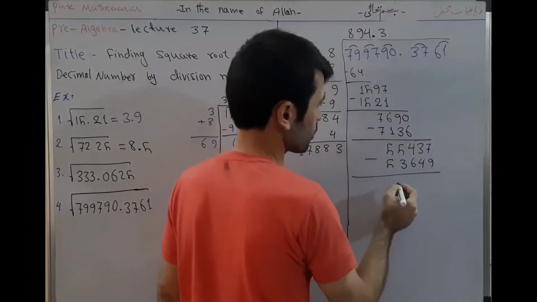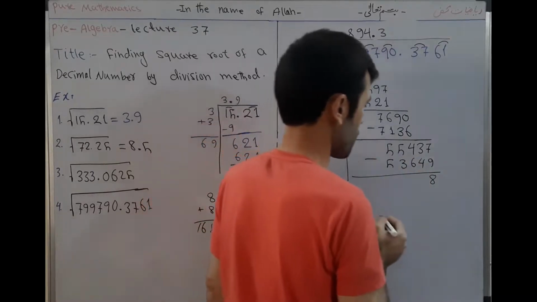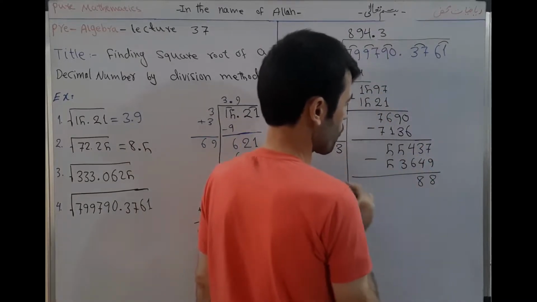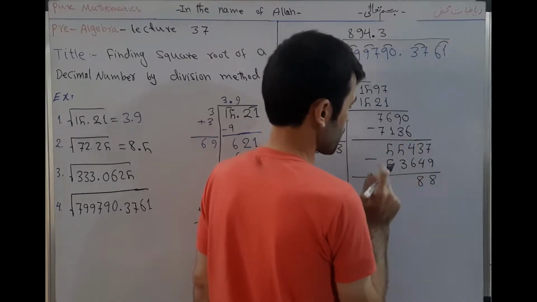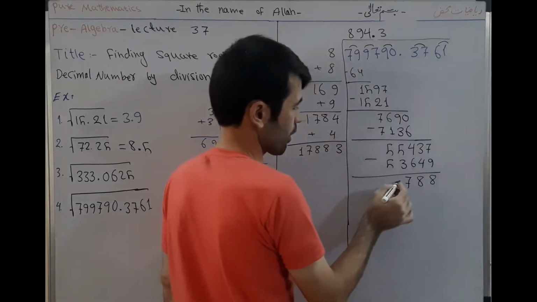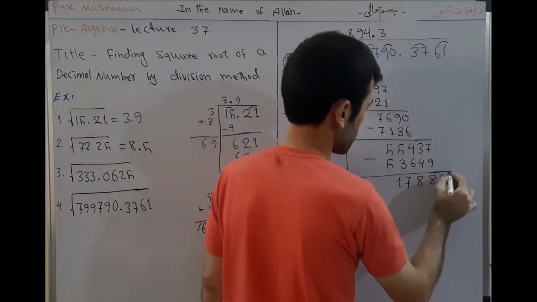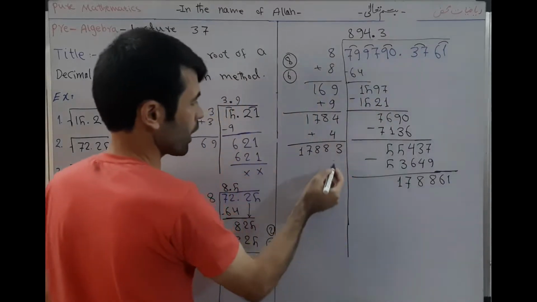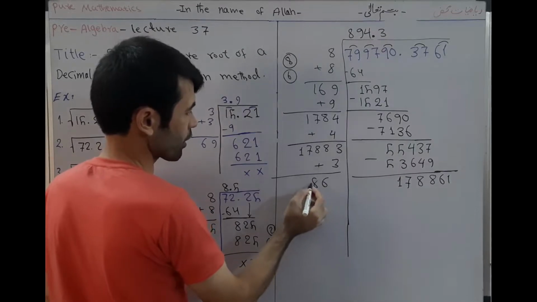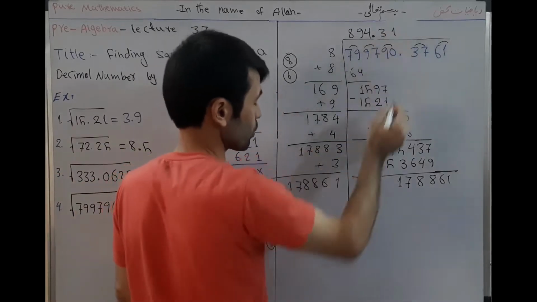17, we have to subtract this number. 17 minus 9 is 8. 12 minus 4 is 8. Now 13 minus 3 minus 6 is 7. 4 minus 3 is 1. We bring down 61. Here we add 3. 3 plus 3 is equal to 6, 8, 8, 7, 1. Here we write 1, here also 1.